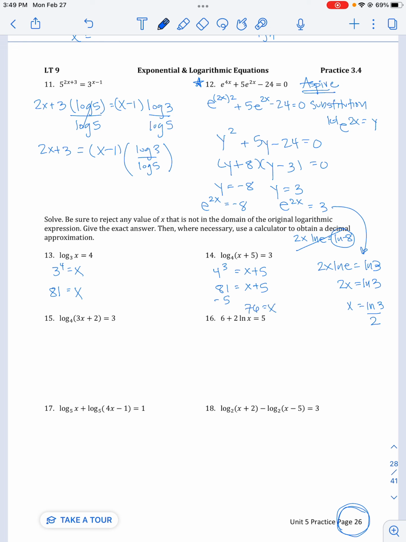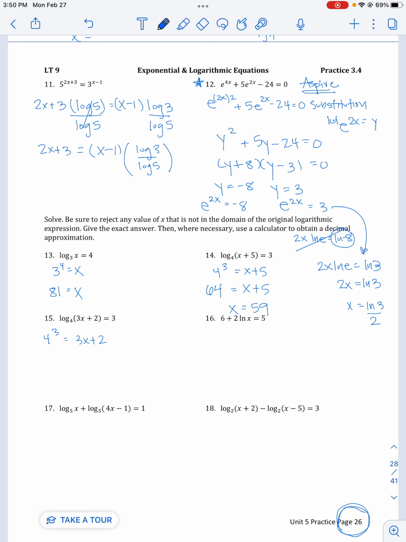In this one, now I've got 4 cubed should be equal to 3x plus 2. That's 4 to the third. Oh, sorry. Whoops. With this one, 4 to the third is not actually 81. Let's go back over that. 4 to the third is 64. So that should say 64 equals x plus 5, and x should equal 59.